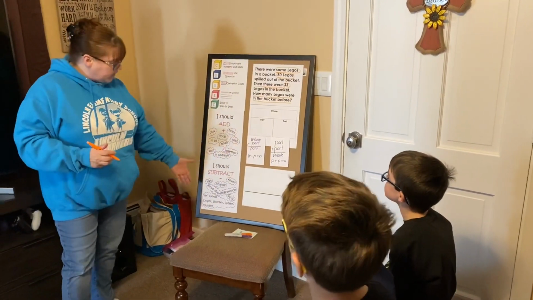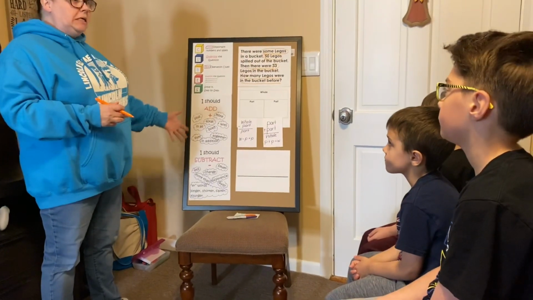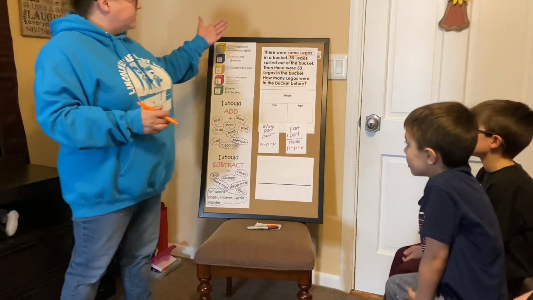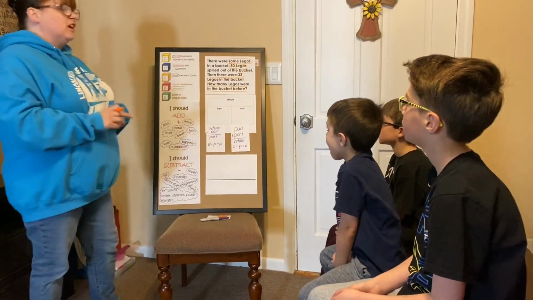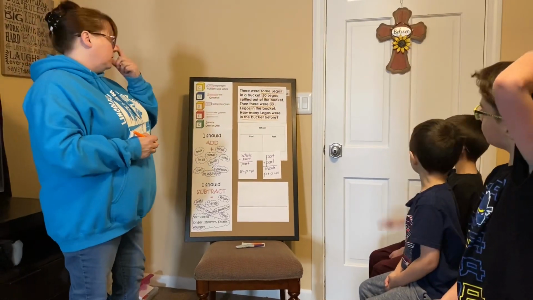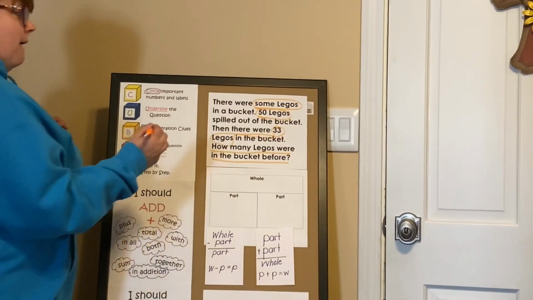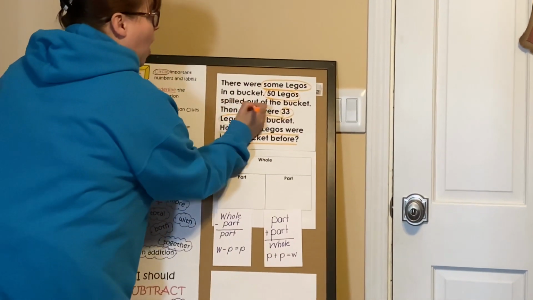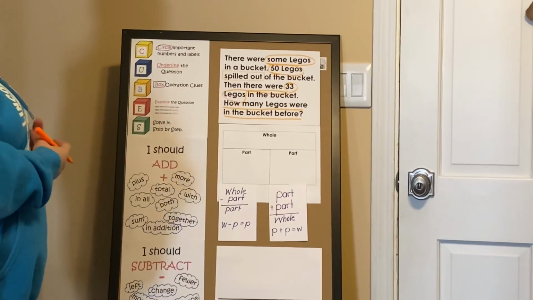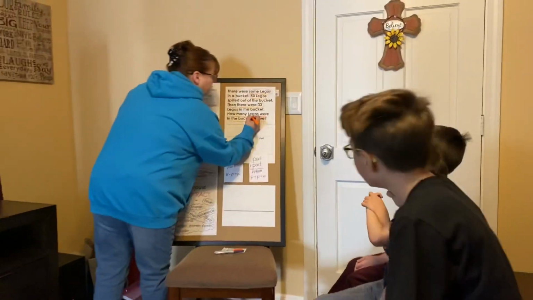Now if we look over here, we have some words that could be clues. Some of these words might be in our word problem, and some of them might not be. But can anybody tell me any words that they see here that could help us figure out what we might need to do to solve this problem? Aaron? Spilled out. Very good. I think that's an excellent choice. Anybody else? Jonathan? Before. That's another good one.